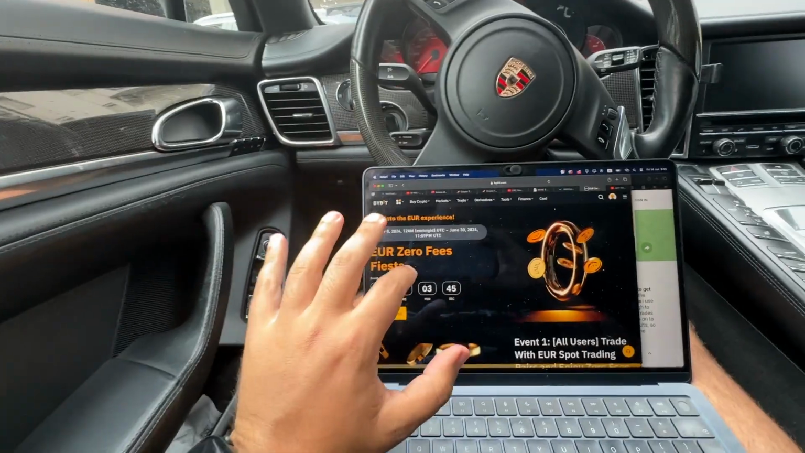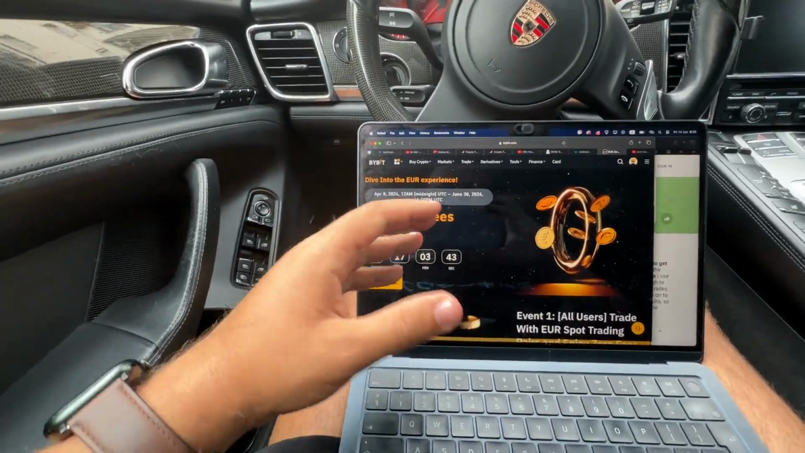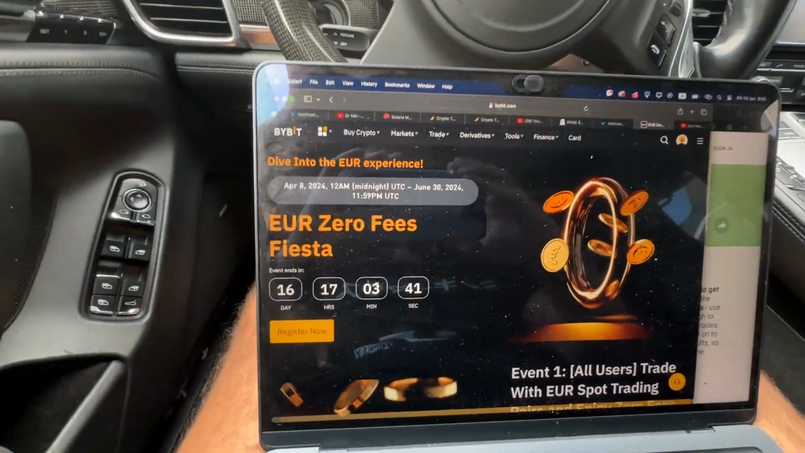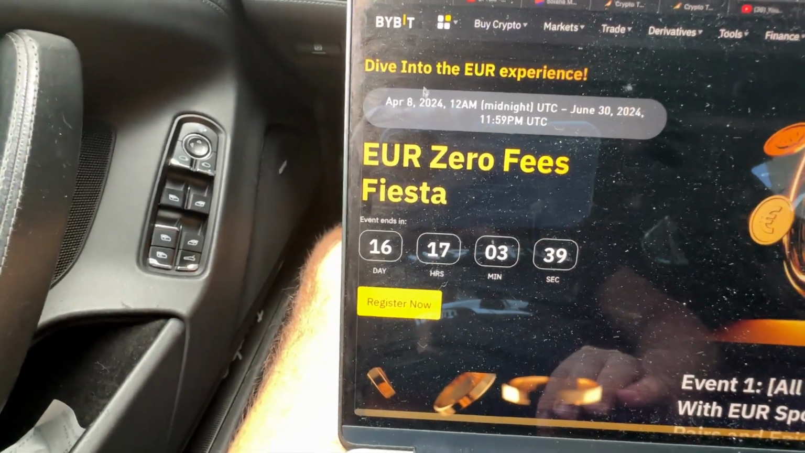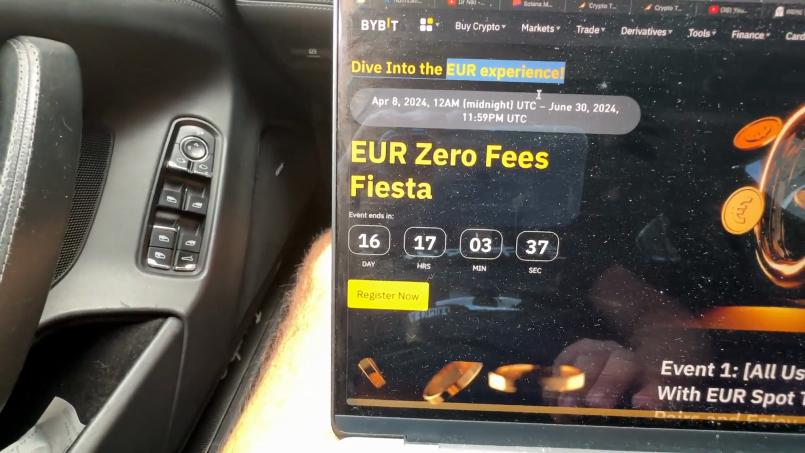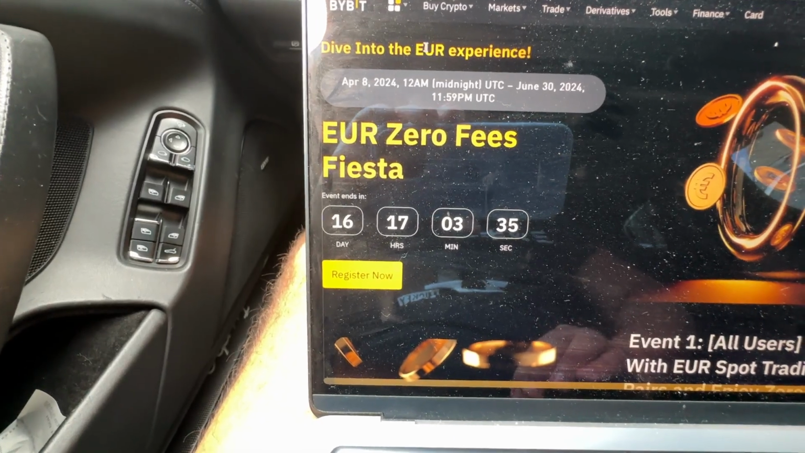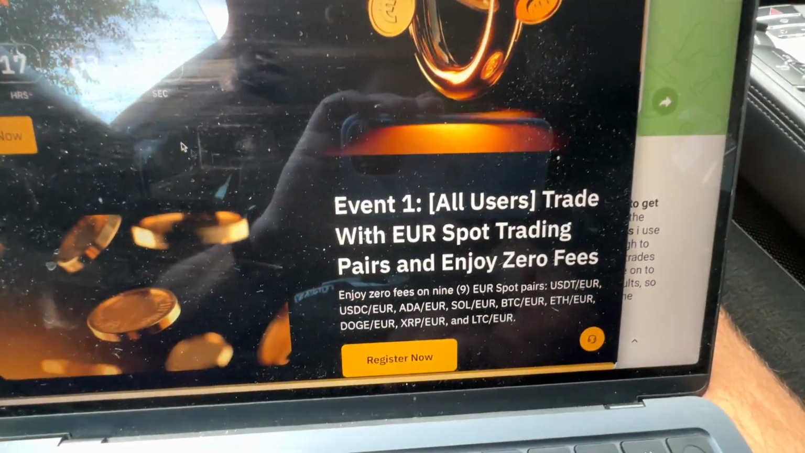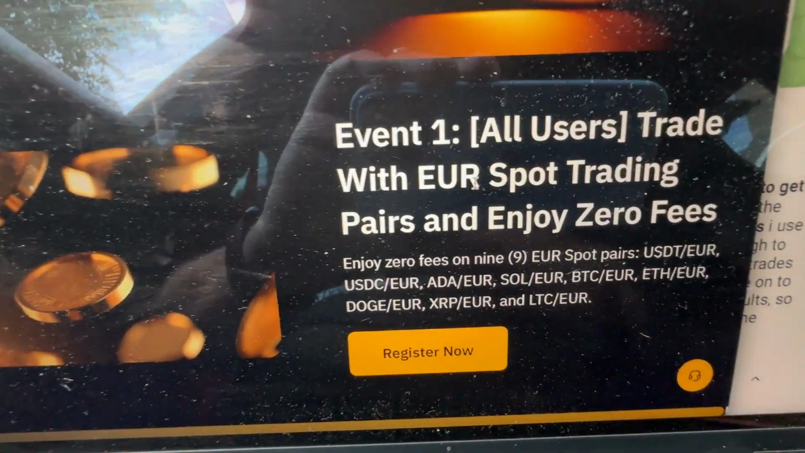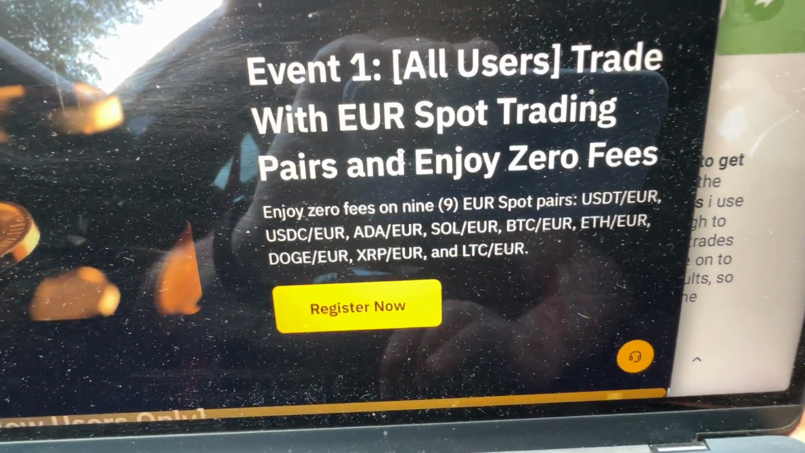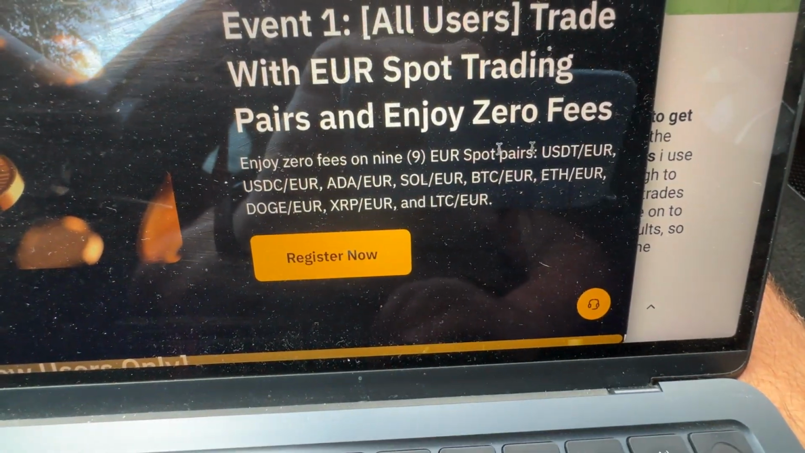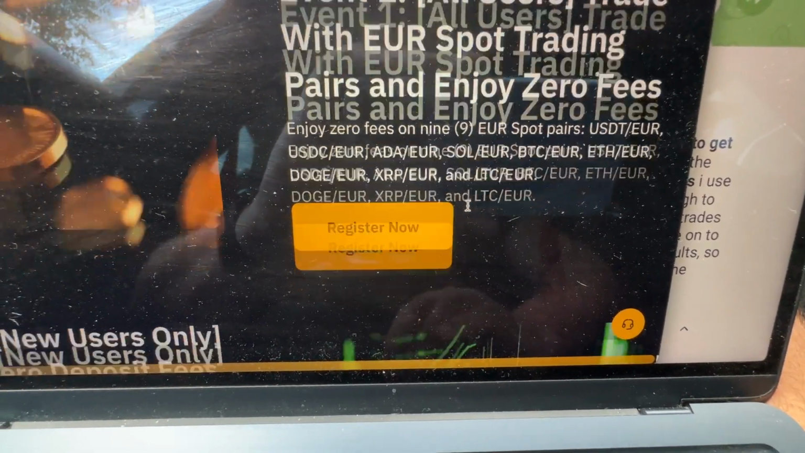But basically, in the next 16 days, which is great because right now Bitcoin is in an accumulation phase, obviously no financial advice, you can get zero fees in Europe when you use euros. So how do you do that? First off, trade with euro spot trading pairs and enjoy zero fees. So that's USDT, euro, ADA, SOL, LTC, and so on.